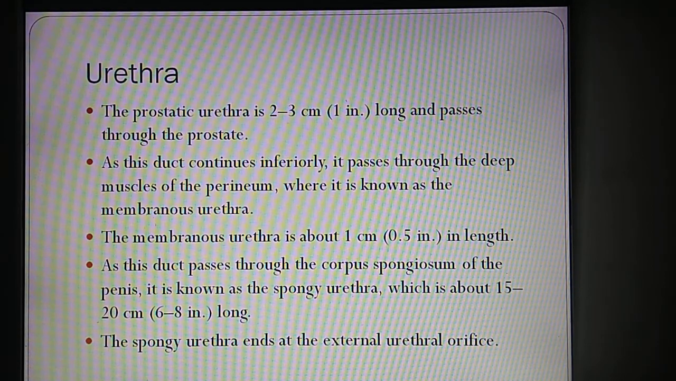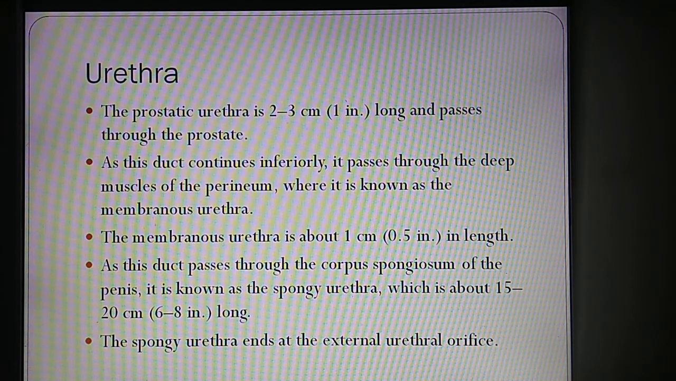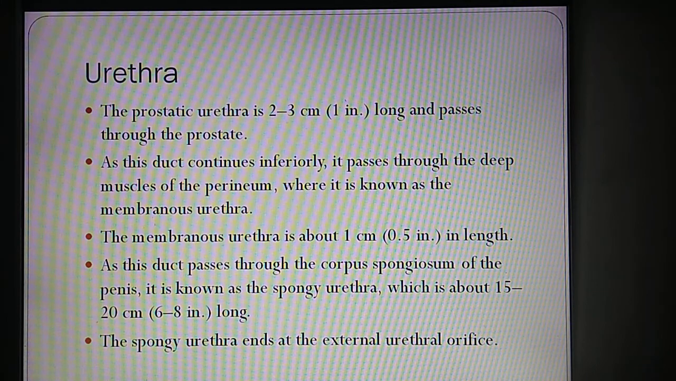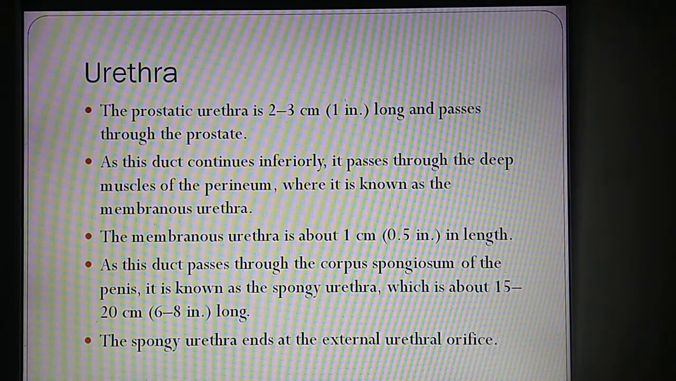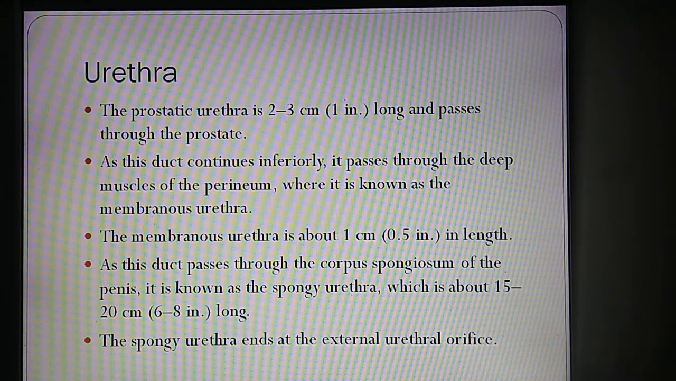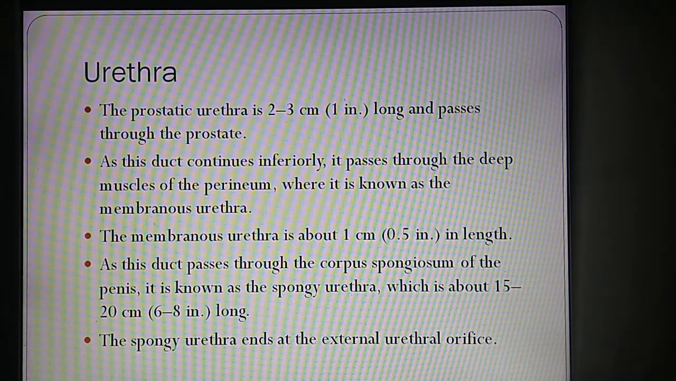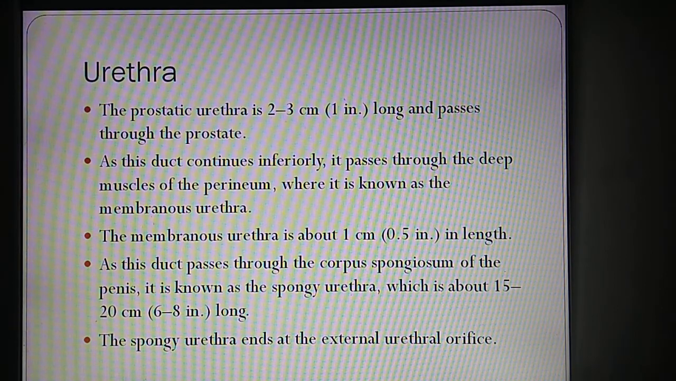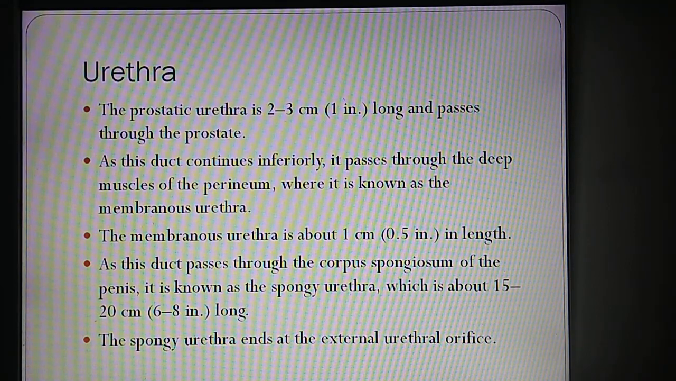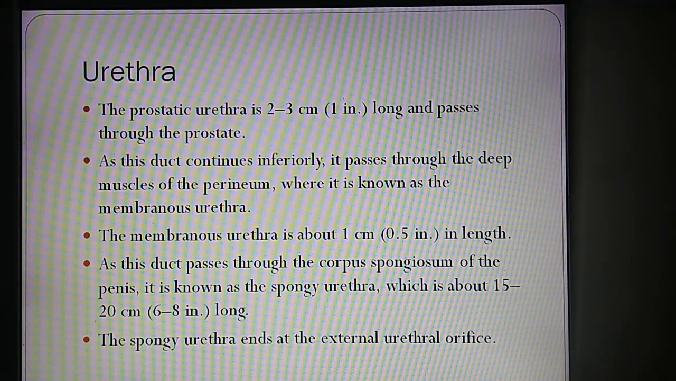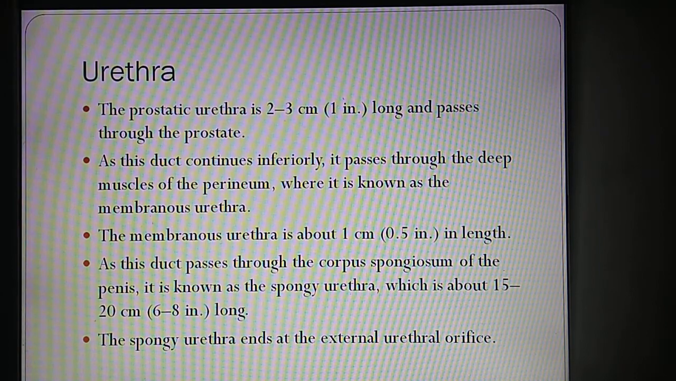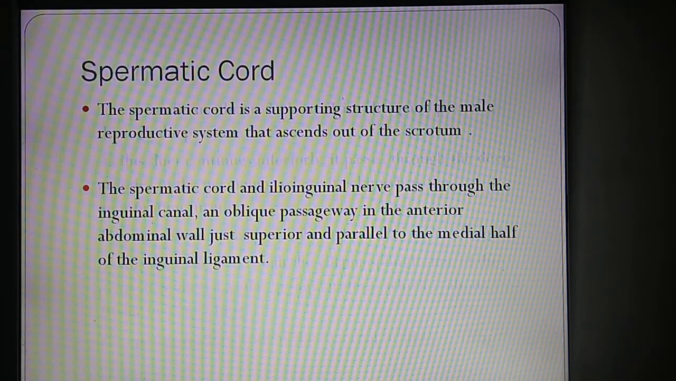The prostatic urethra is 2 to 3 centimeters long and passes through the prostate. As this duct continues inferiorly, it passes through the deep muscle of the perineum where it is known as the membranous urethra. The membranous urethra is about 1 centimeter in length. As this duct passes through the corpus spongiosum of the penis, it is known as the spongy urethra, which is about 15 to 20 centimeters long. The spongy urethra ends at the external urethral orifice.